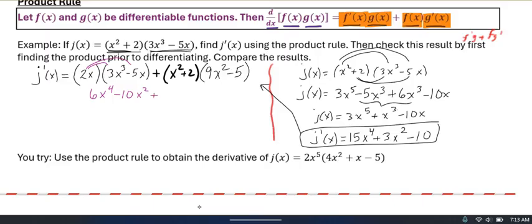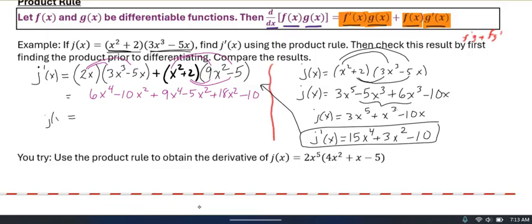The second one, we need to do quite a bit more distribution. x squared times 9x squared, 9x to the 4th, and then we have minus 5x squared, and then plus 18x squared, and lastly, minus 10. We have a lot going on there. Let's look for like terms.